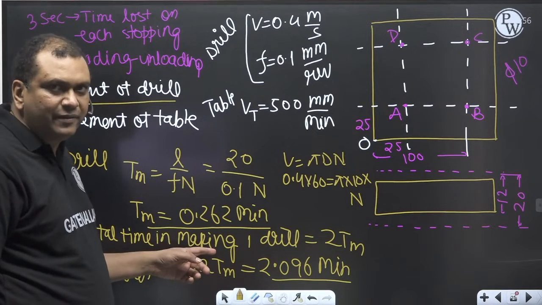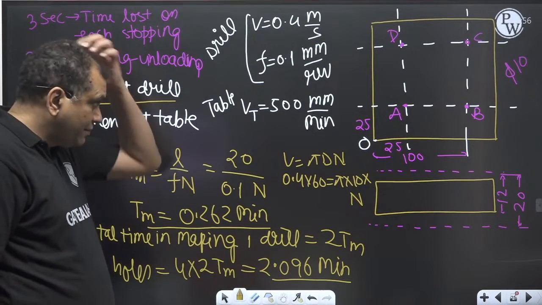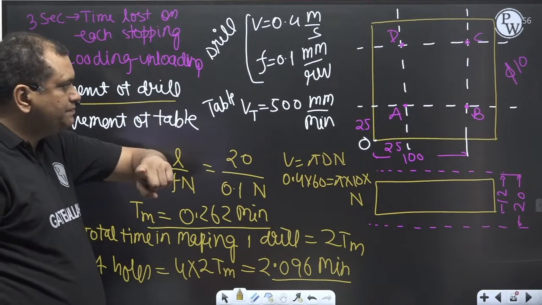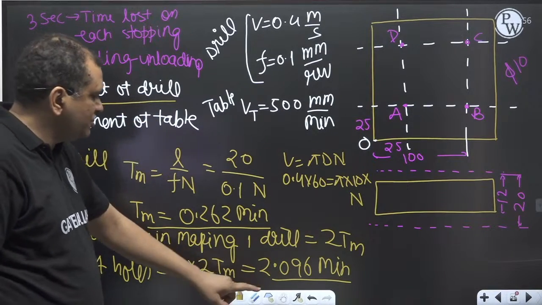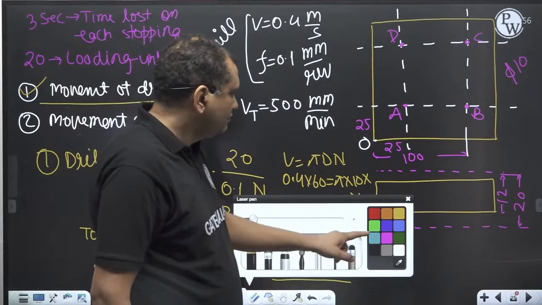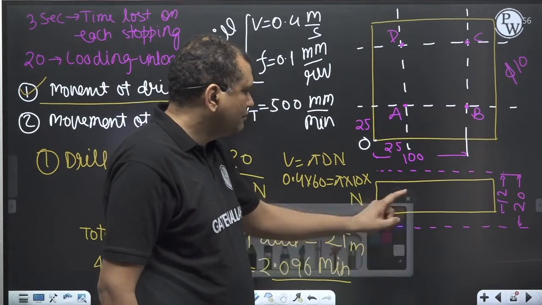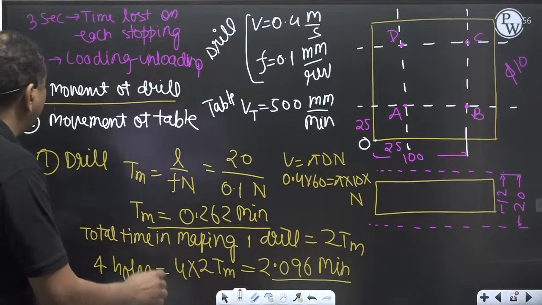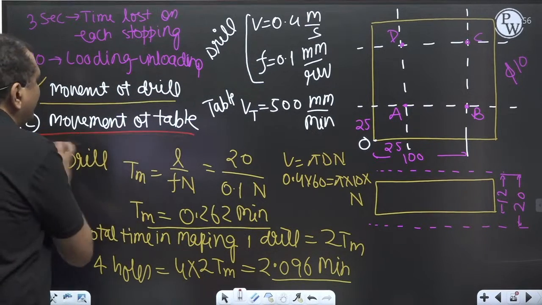Two minutes, you look at me. So note down this answer, and you have to do the calculation. I will tell you the procedure. Now I have to see the movement of the table, how much time is consumed in the movement of the table.